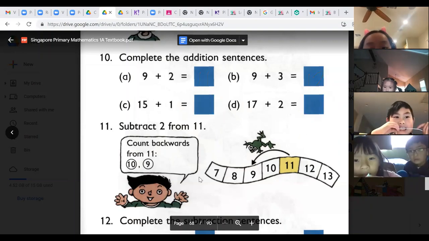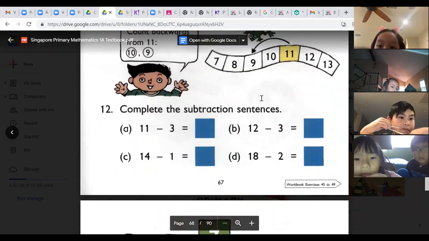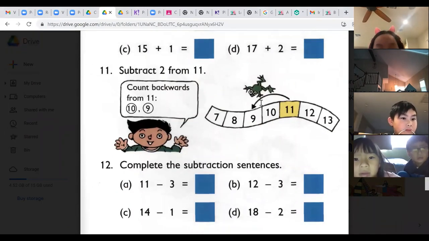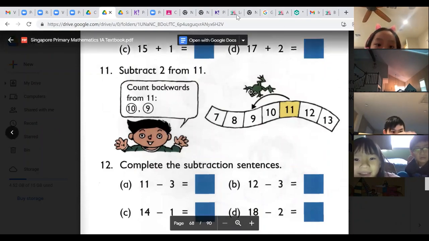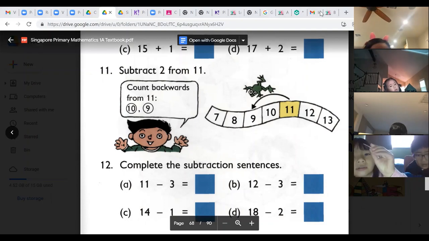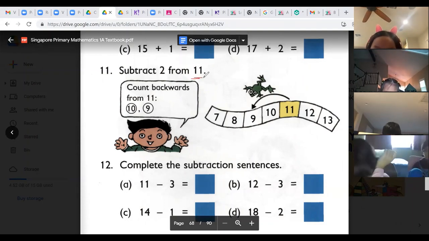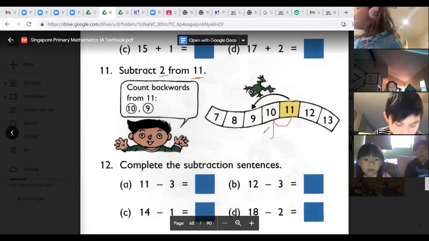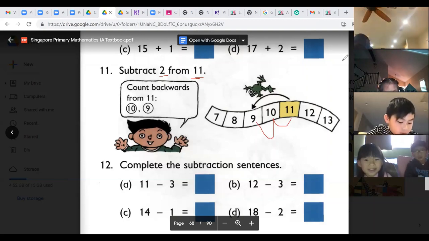Okay. So if we do subtraction, it would be the exact same thing with counting. We would just, instead of going forwards, go backwards. So we would just count backwards. If we have 11 and we're subtracting 2, we would count back 2 times. So we would do 11, 10, and then 9. So 9 would be our answer.